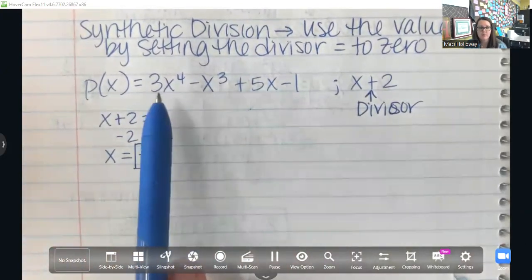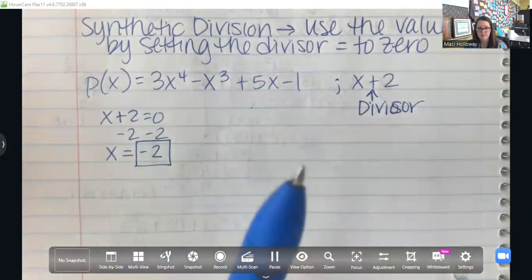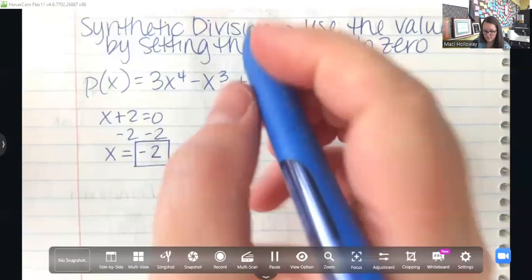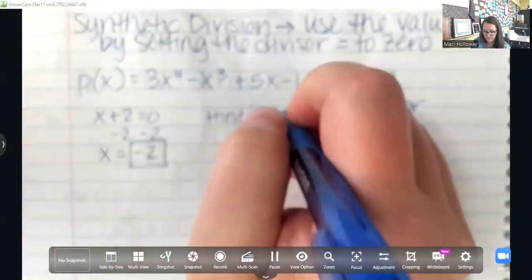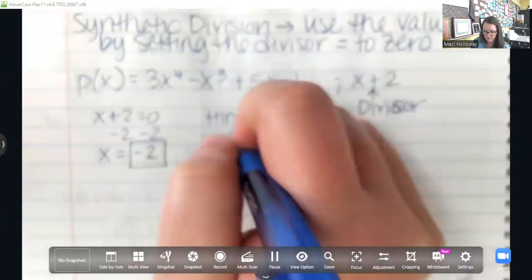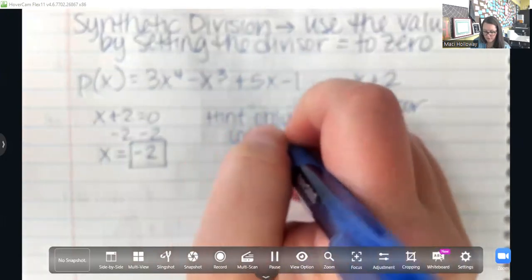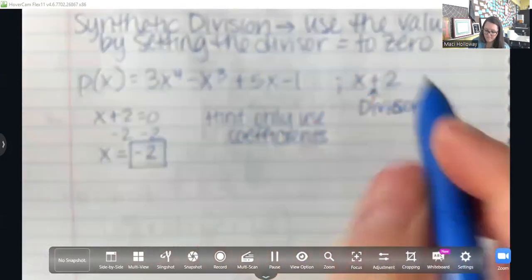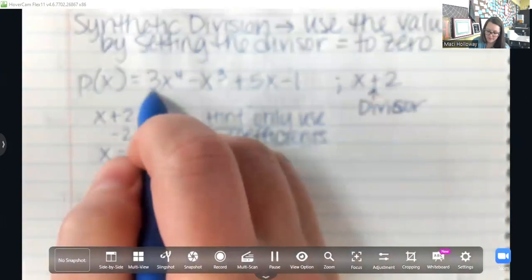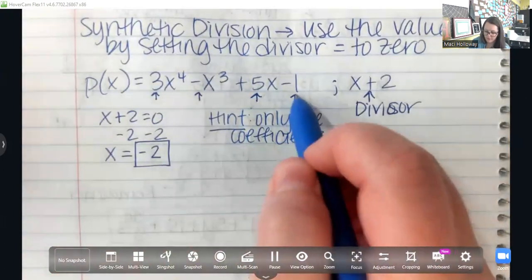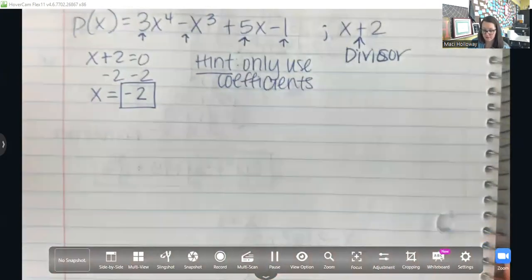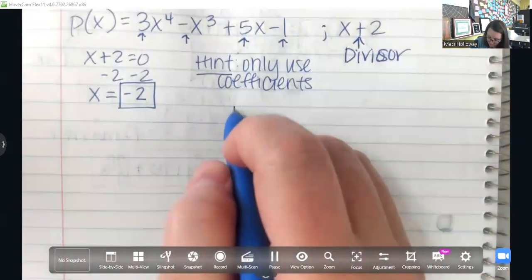So when we plug this into our synthetic division, this is funky, you're only going to use coefficients. So we're going to say a hint here, only use coefficients. So that's our hint. So that means I'm going to use 3, -1, 5, and -1 as my values. So we're going to set it up like this. It's going to look funny. Just follow along. You'll be okay.